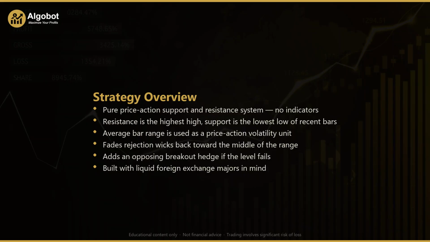In terms of style, this is a mean reversion approach with a twist. It looks to fade price back toward the middle of the range when a level is rejected, and then it adds a separate breakout component if that level fails. It may appeal to traders who are studying range behavior, rejection wicks, and the concept of hedging as a risk management idea. As always, remember that this is educational information only. Trading carries real risk, and losses are a normal part of the process.